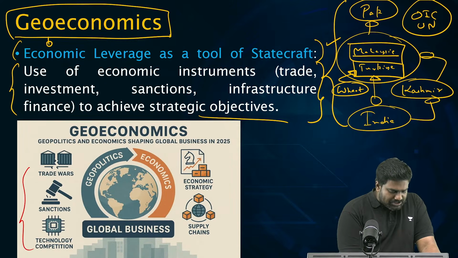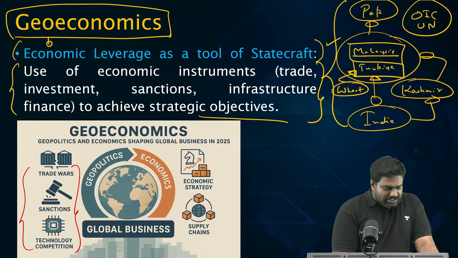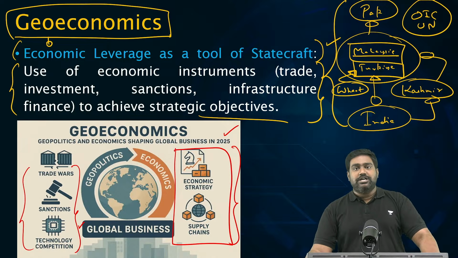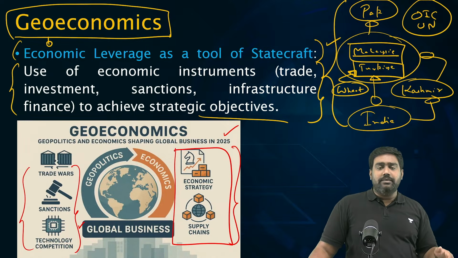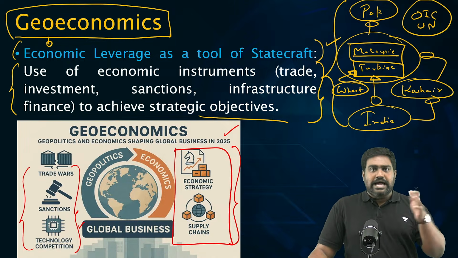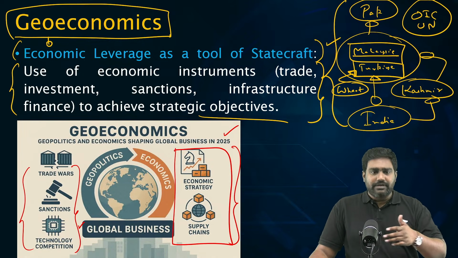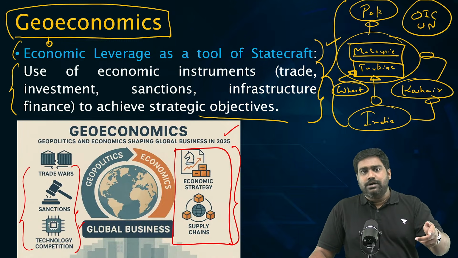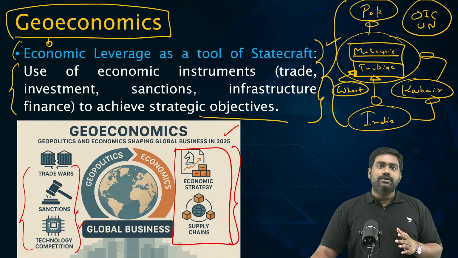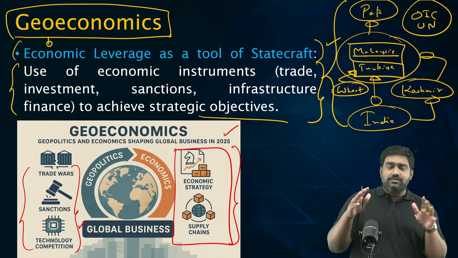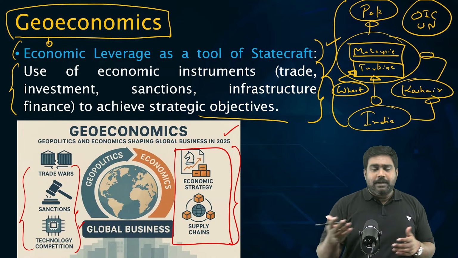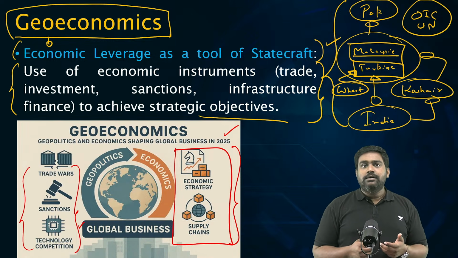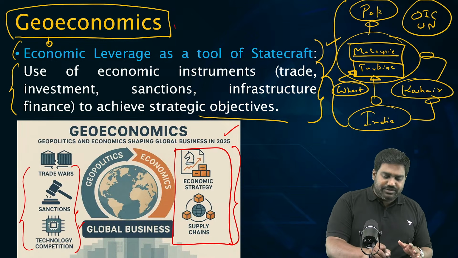Using trade wars, sanctions, technology based competition, trade agreements, integrating your supply chains. This is called geoeconomics. So, American tariffs against India, for example, is part of geoeconomics. US sanctions on Iran and Russia is part of geoeconomics. The diversification of supply chains that India, Japan, Australia, and others are pushing for to reduce their dependency on China, that is also part of geoeconomics.